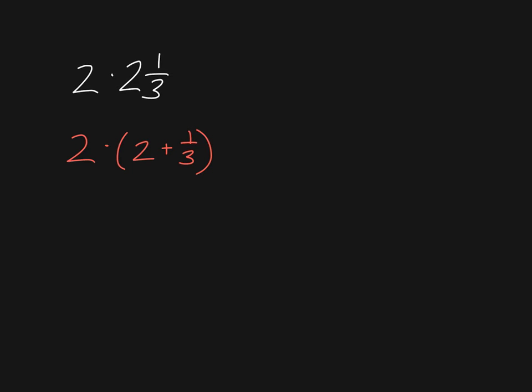Now when using the distributive property, remember we basically broke this apart by place value except it's a fraction. So when you're multiplying, you multiply your number by every place value. So each factor by every place value. So we have 2 times 2, which is 4. Then we have 2 times 1/3, which is 2/3. We add our 4 plus our 2/3 together, and we get 4 and 2/3.